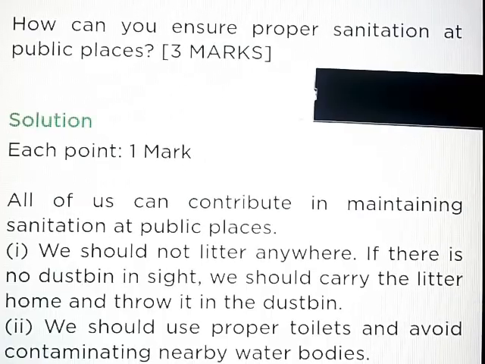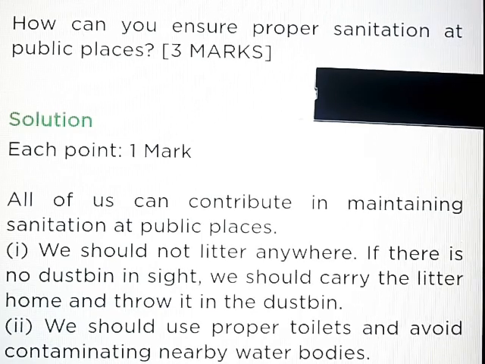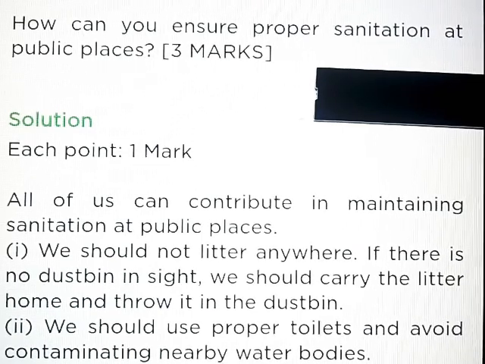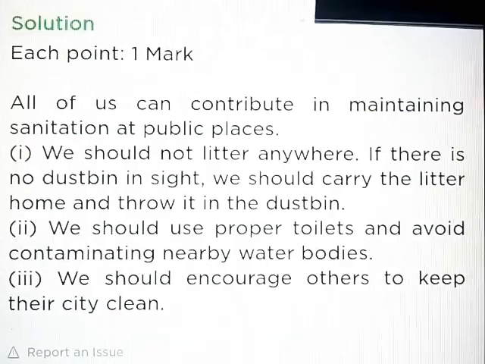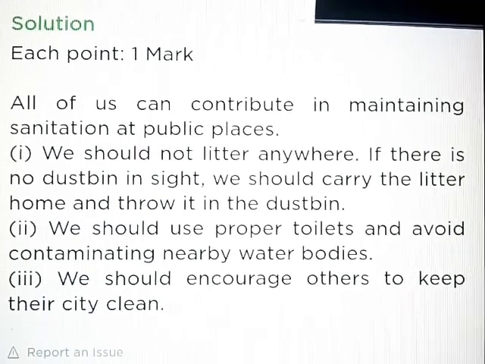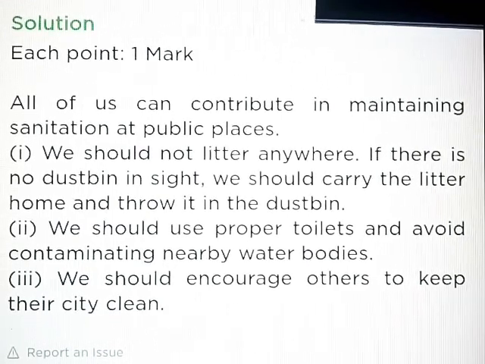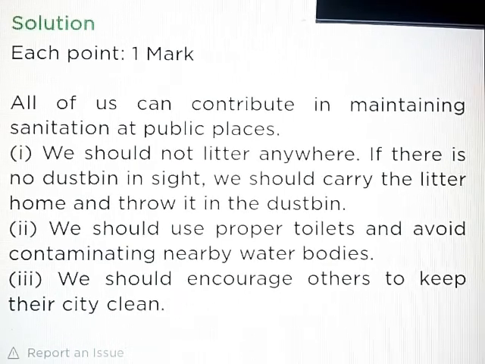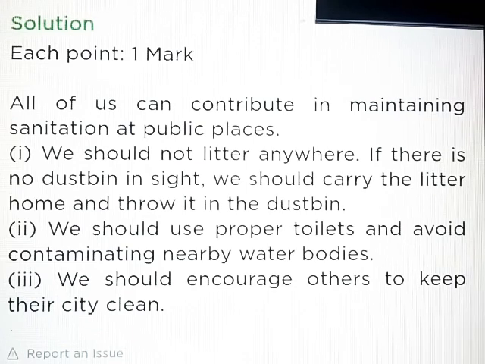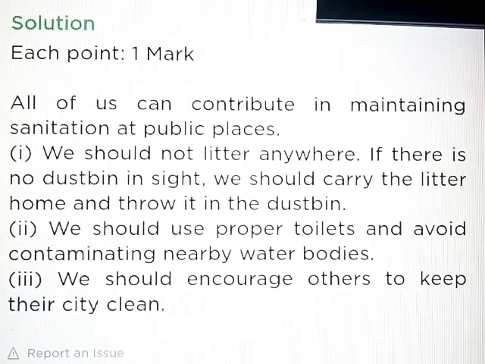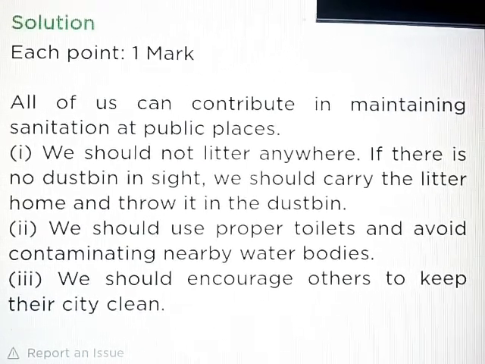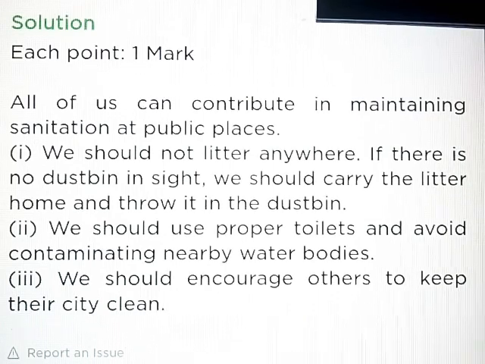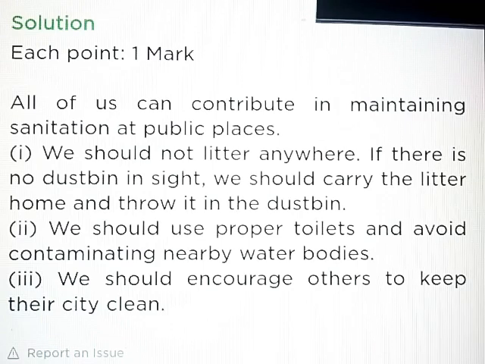Question number 12. How can you ensure proper sanitation at public places? Answer. All of us can contribute in maintaining sanitation at public places. We should not litter anywhere. If there is no dustbin in sight, we should carry the litter home and throw it in the dustbin. We should use proper toilets and avoid contaminating nearby water bodies. We should encourage others to keep their city clean.